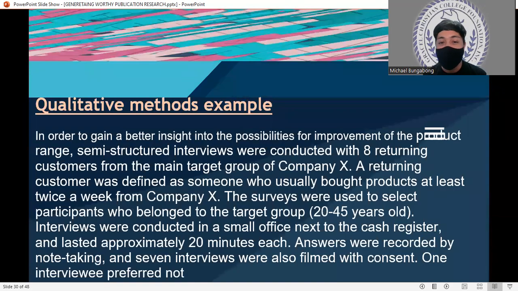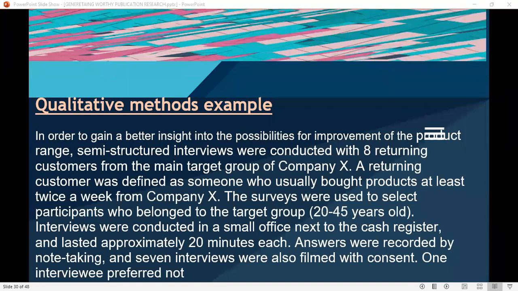In order to gain a better insight into the possibilities for improvement of the product range, semi-structured interviews were conducted with 8 returning customers from the main target group of company X. A returning customer was defined as someone who usually bought products at least twice a week from company X. The survey was used to select the participants who belong to the target group, aged 20 to 45 years old. Interviews were conducted in a small office next to the cash register and lasted approximately 20 minutes each. Answers were recorded by note-taking, and 7 interviews were also filmed with consent.